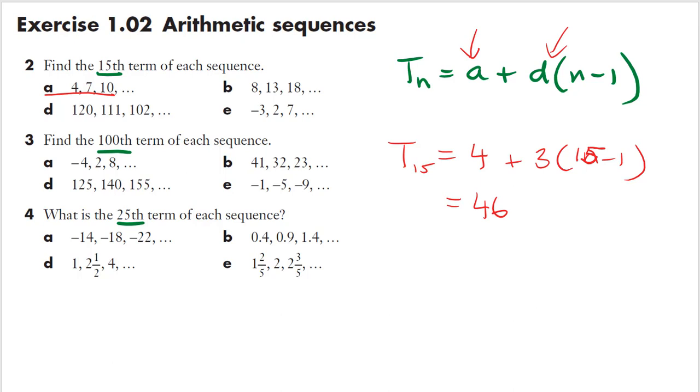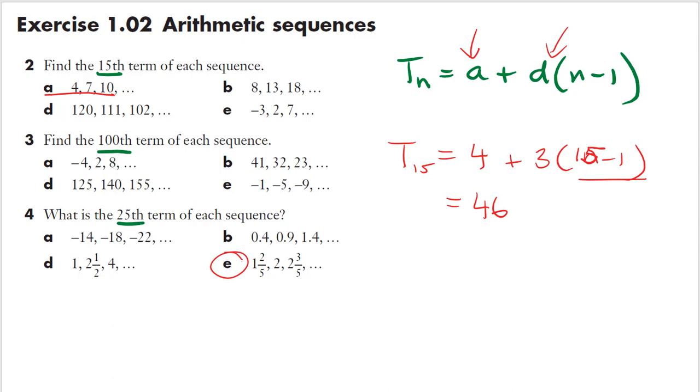Nice quick way of getting any term in a sequence without having to sit there and add 3, which you could sit on your calculator and go 4 plus 3 plus 3 plus 3 plus 3 15 times. Well, in fact 14 times. But this formula is a really quick way of getting those expressions.